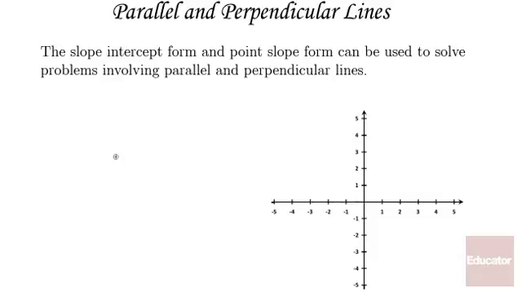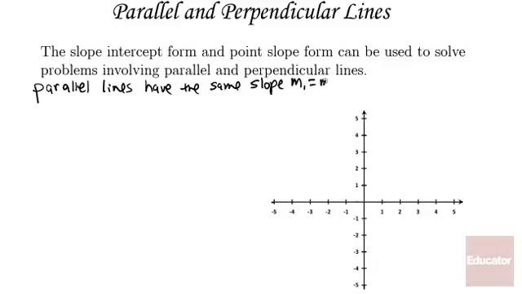Parallel and perpendicular lines. First, recall that parallel lines have the same slope. So if I have two parallel lines, line 1 and line 2, and the first one has a slope of m1, the second a slope of m2, those are equal. Perpendicular lines. The product of the slopes of two perpendicular lines is equal to negative 1.